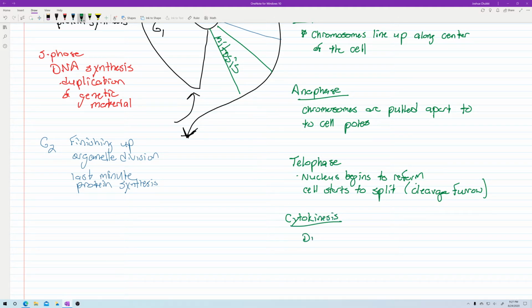And that is the division of the cells, making 2 daughter cells. Okay, that's all there is on that one.